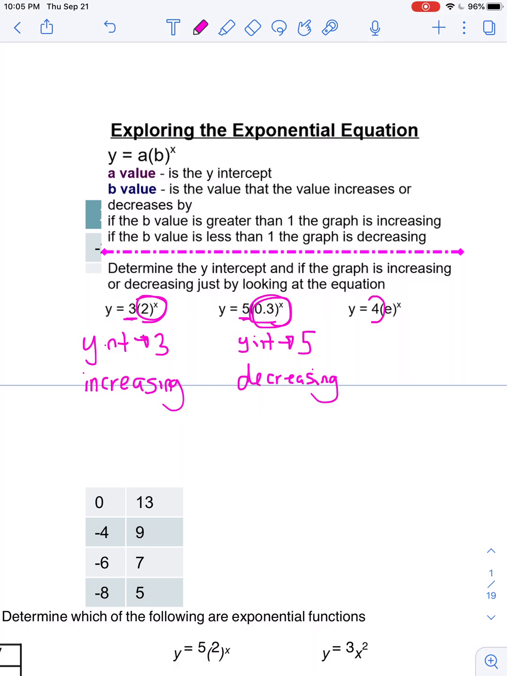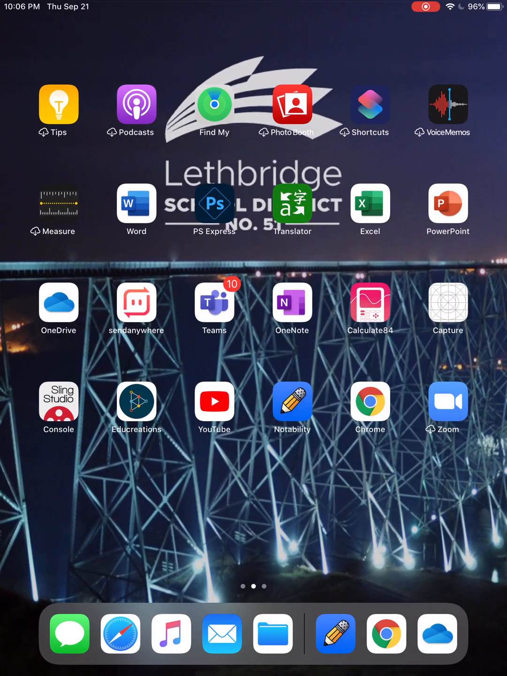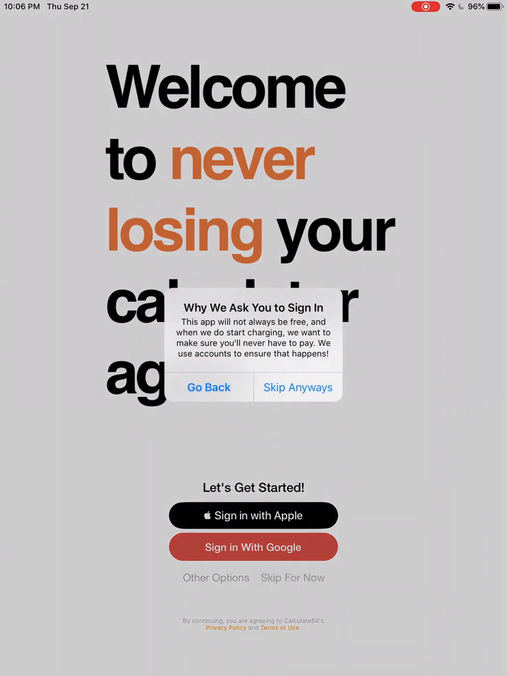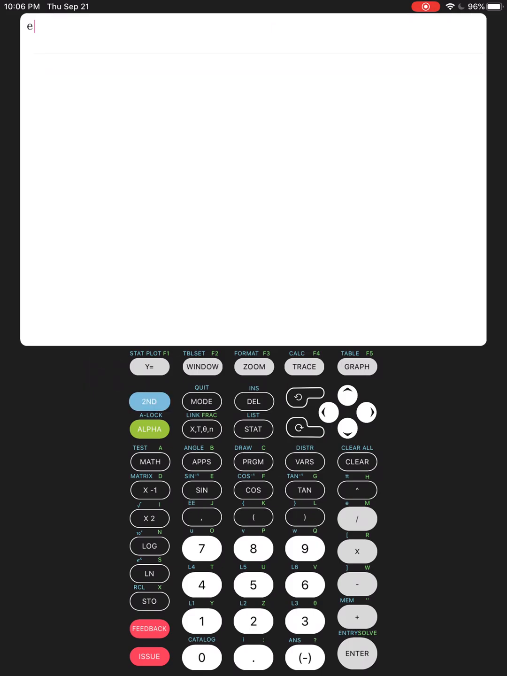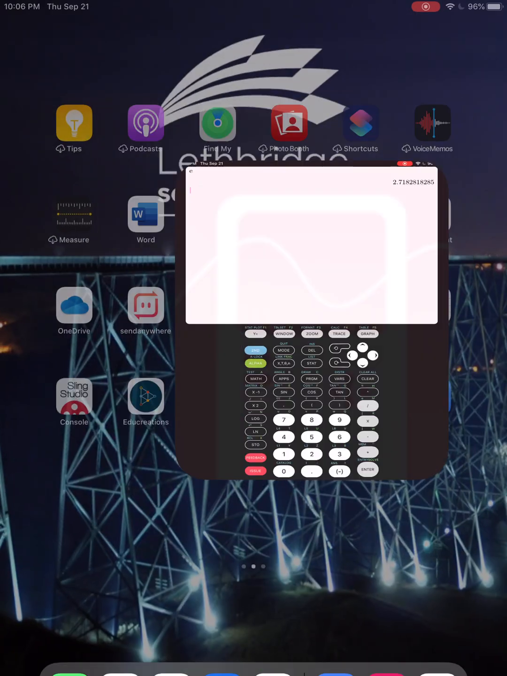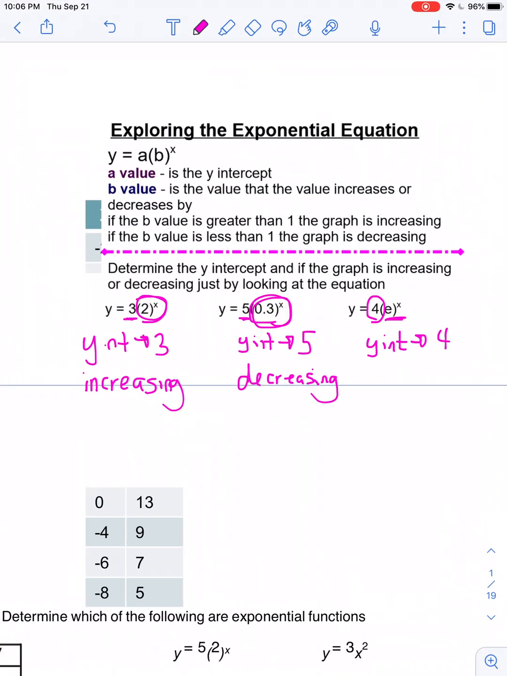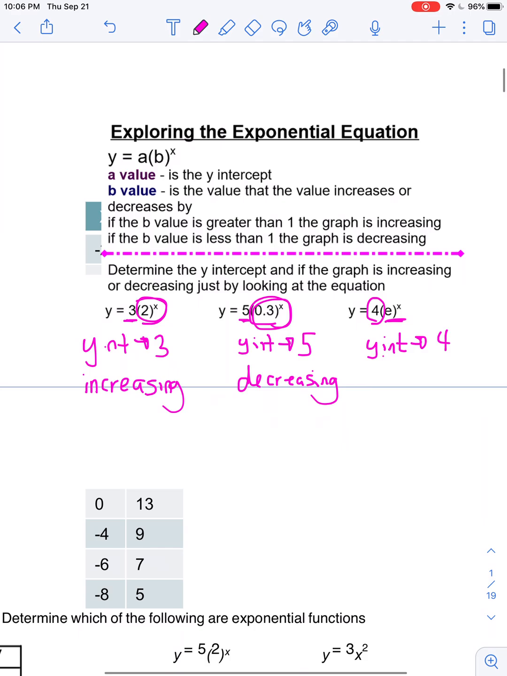And then over here, our y-intercept is at 4. And if you don't know what this number e is, it's actually an irrational number, kind of similar to pi. So it should be on your calculator. So I'm just going to take this calculator out and see if we can see it. On this calculator, if you go second and then the e, that's the irrational number e. So it is greater than 1, which means that we are still increasing in this case.